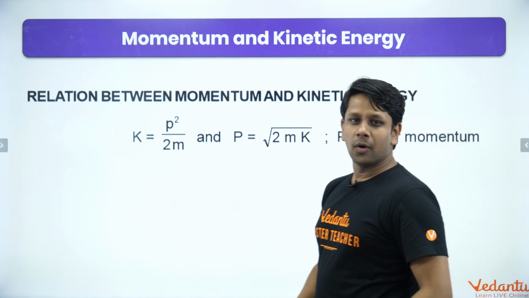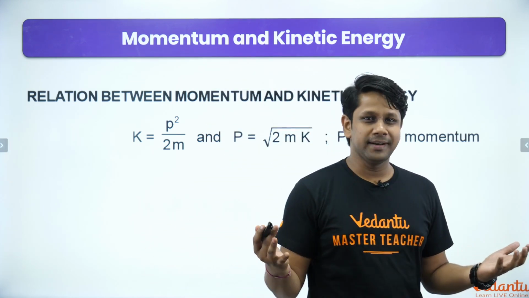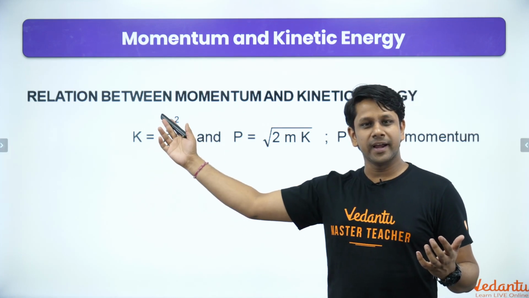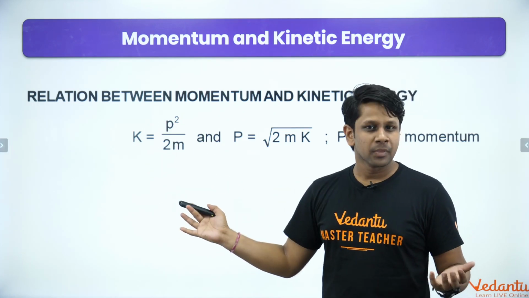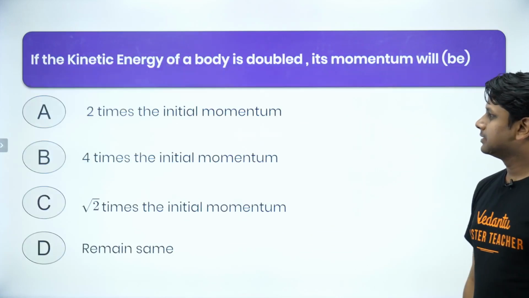Okay. Momentum and kinetic energy. So, bachcho, do we all know the relation between kinetic energy and momentum? I hope you all know, right? So, the kinetic energy is given by P square divided by 2 into m, where P is the momentum, m is the mass. Based on this, try this question now.